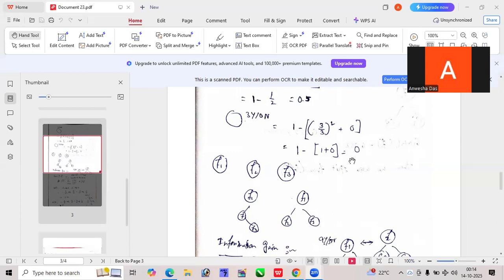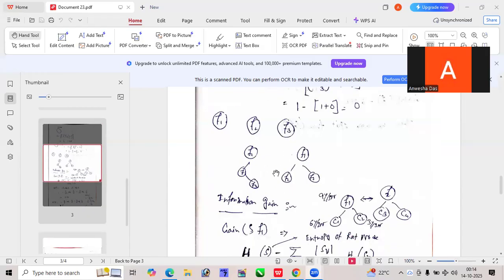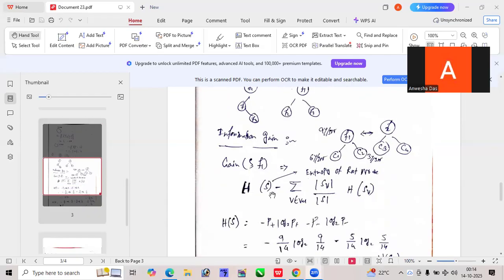Okay. Now, consider there is not just one feature. There is more than one feature: feature 1, feature 2, feature 3. So from where will we start the splitting? From feature 2 or feature 1? How will we check that? Based on the information gain value, we can check from where we'll start the splitting. Okay. Now see, this is the formula.